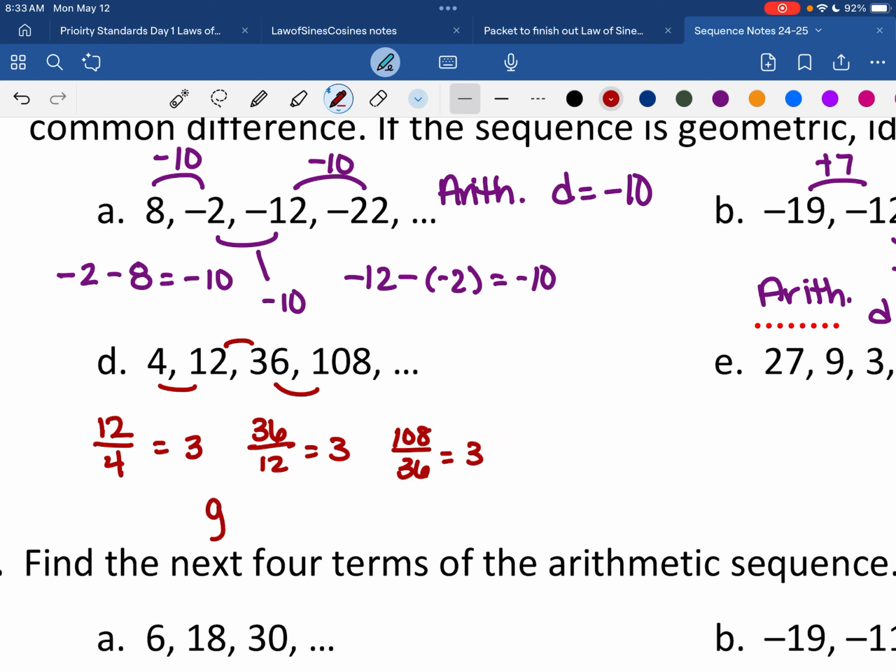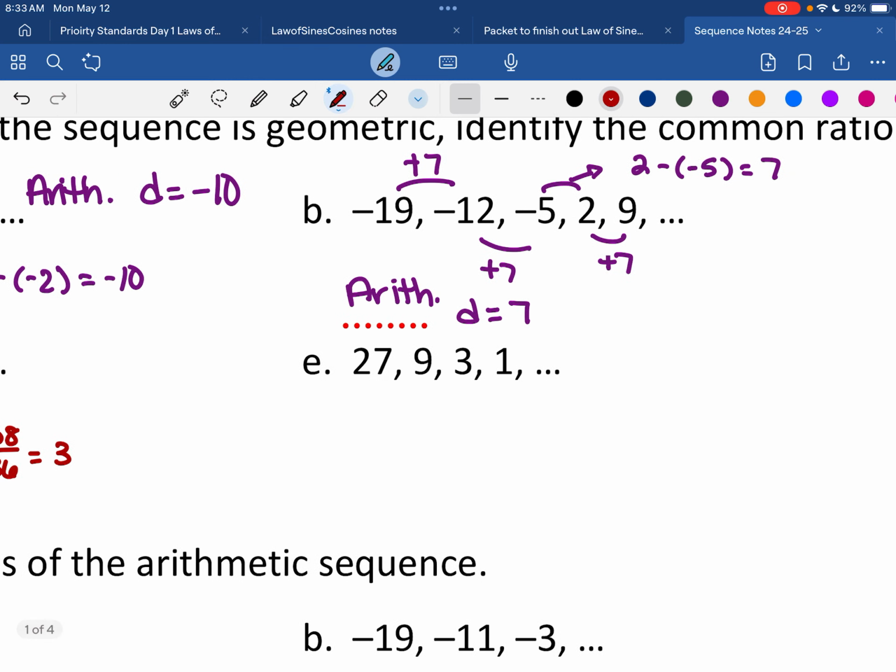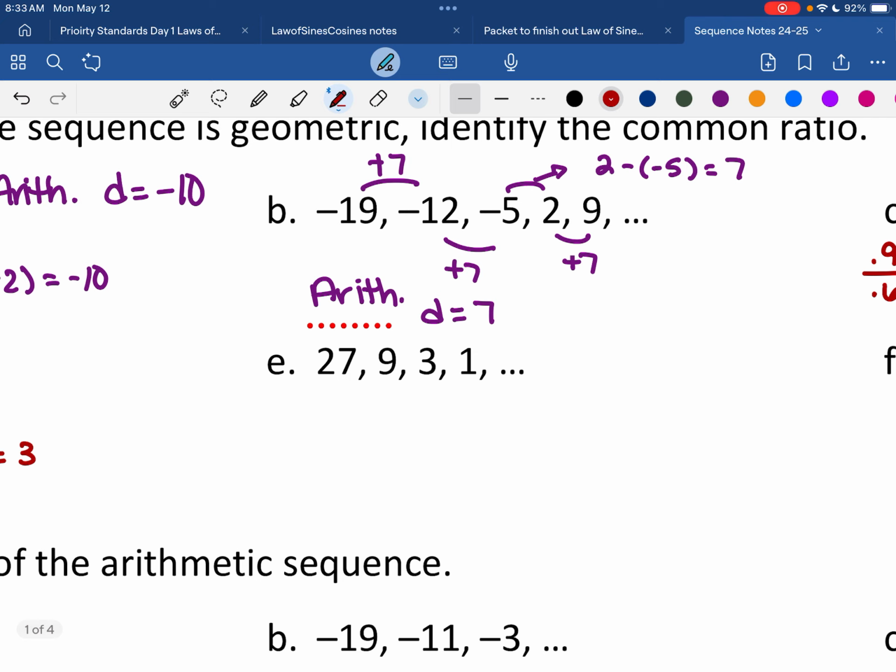So this is geometric, and my r equals 3. Same thing: ratios can be fractions just like addition or subtraction. So they are not growing or subtracting by the same number.